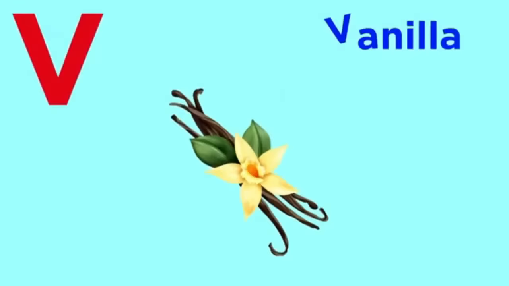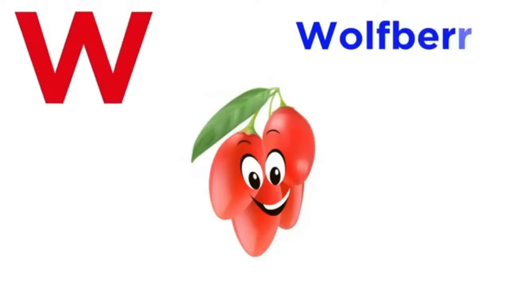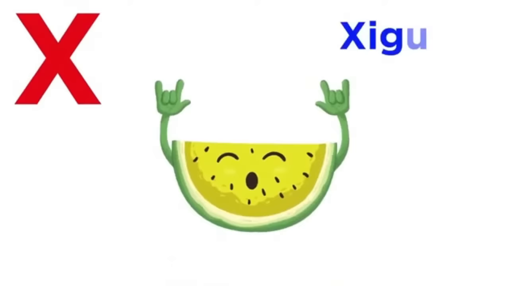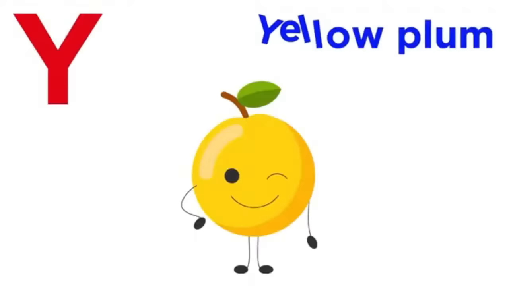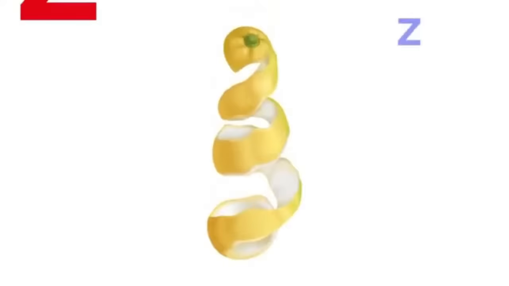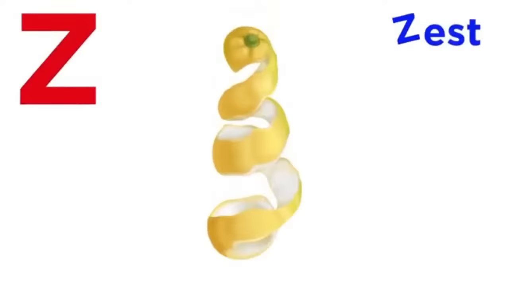V for vanilla. V-A-N-I-L-L-A. Vanilla. W for wolfberry. W-O-L-F-B-E-R-R-Y. Wolfberry. X for zigua. X-I-G-U-A, zigua. Y for yellow plum. Y-E-L-L-O-W-P-L-U-M, yellow plum. Z for zest. Z-E-S-T, zest.